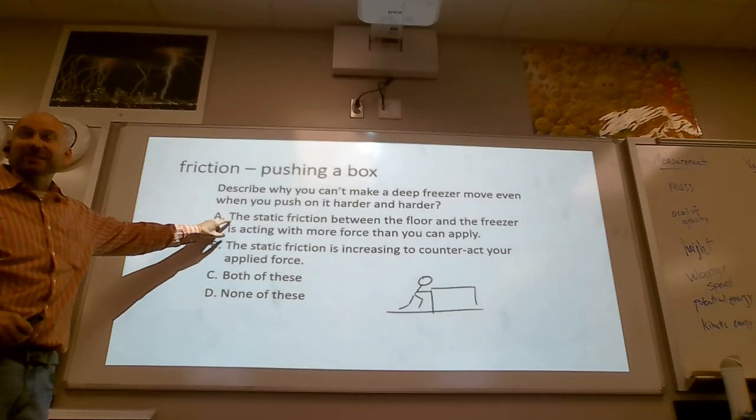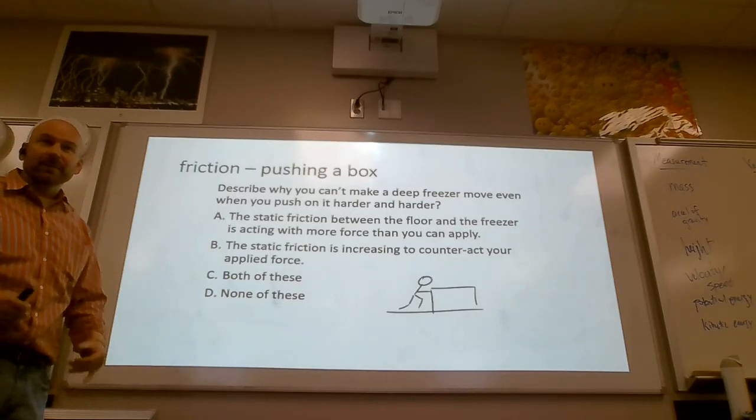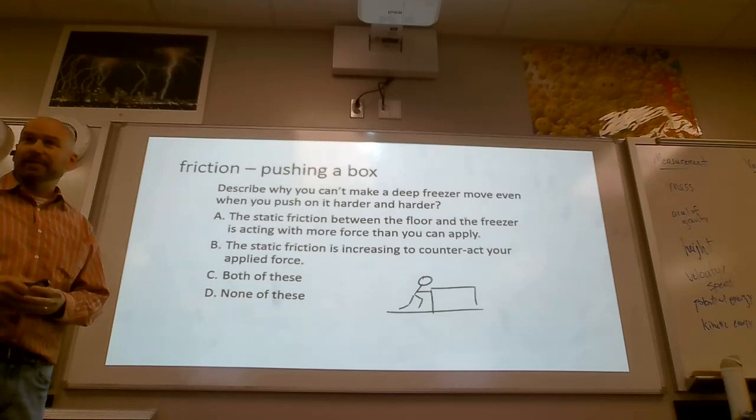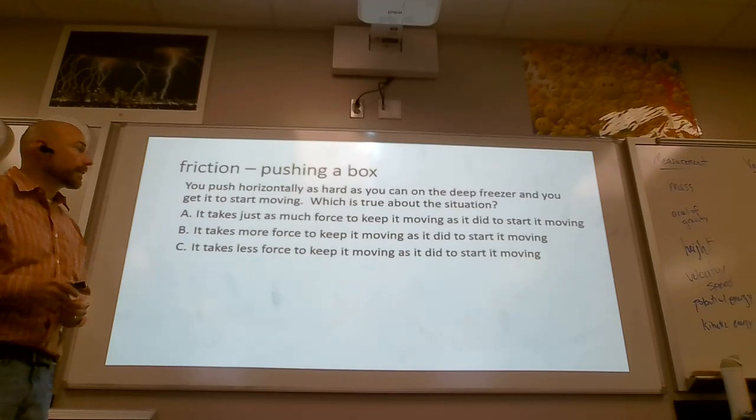It has the potential to exert more, but only exerts as hard as you are pushing to make the sum of the forces equal to 0. You okay with that?